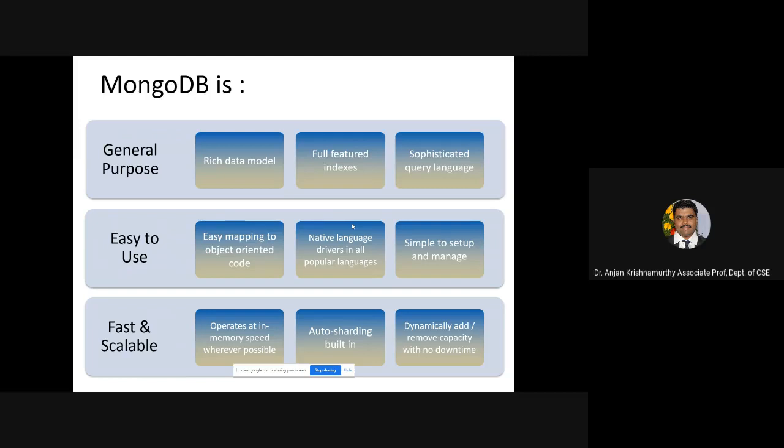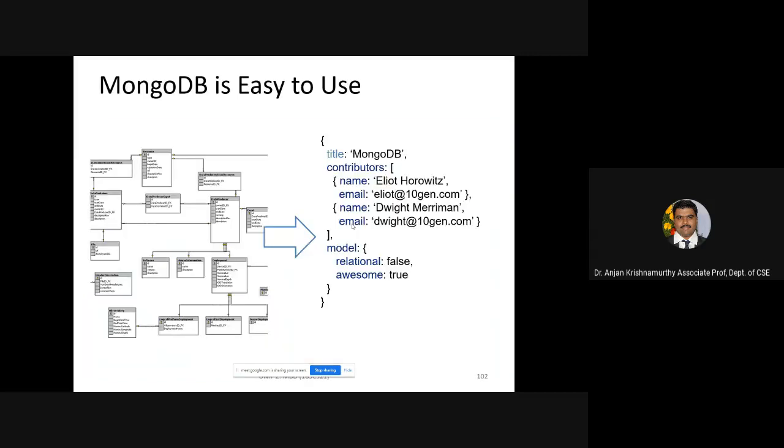Now, dynamically, you can add and remove capacity with no downtime. You need not switch off the server to add a particular node, or switch off the entire cluster to remove a particular node in the case of MongoDB. It's a very flexible system. So again, MongoDB is easy to use, right?